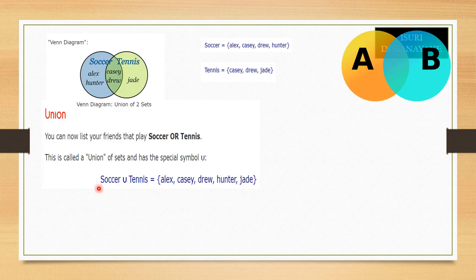So you can say soccer union tennis. That means all those who play soccer or tennis. We have Alex, Casey, Drew, Hunter and Jade. So these are the 5 students who play soccer or tennis. But you can see that I have not repeated any of the elements in this set. So the number of elements in S union T, this is how you can write this in set notation. It says the number of elements in the set soccer or tennis is equal to 5.